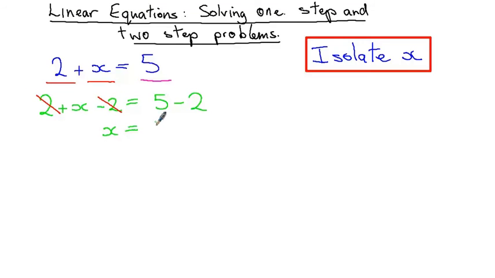5 take away 2 is 3. I now have x equals a number. I have successfully isolated x. Therefore, I am done.